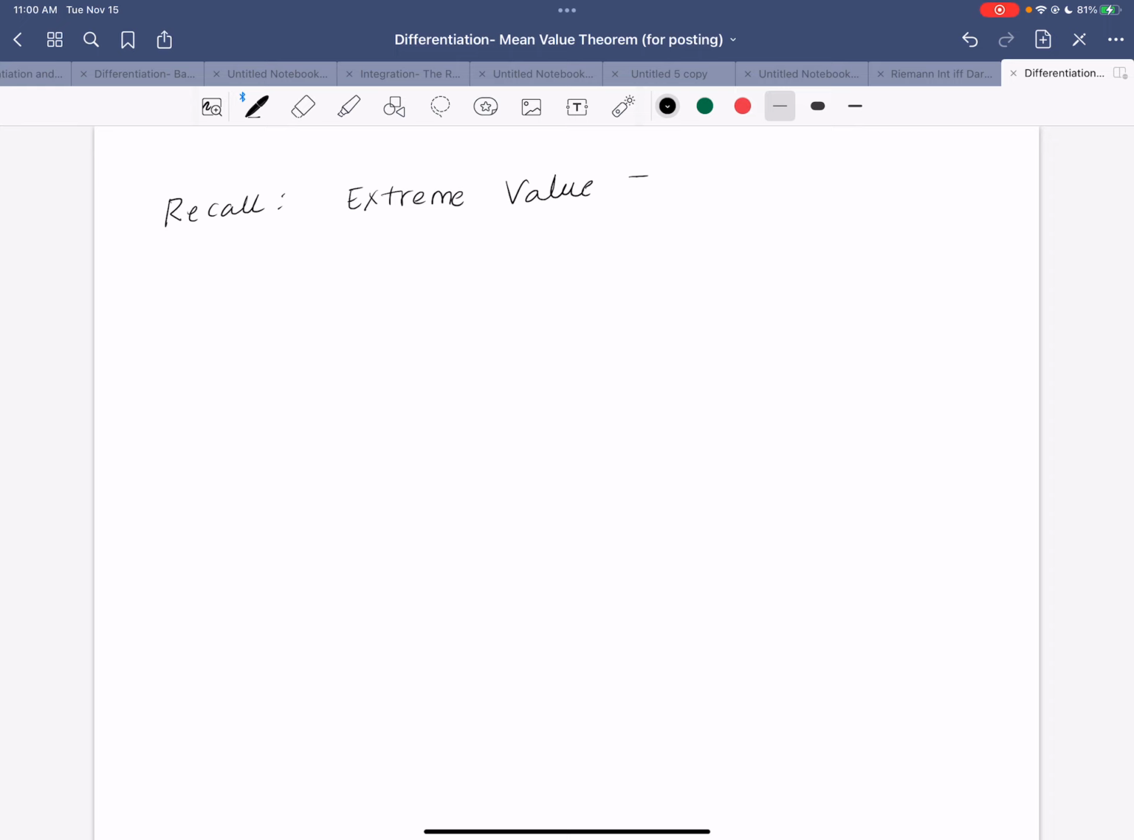I'll have a lecture where I review the extreme value theorem, the mean value theorem, the intermediate value theorem, all of these value theorems that are important in analysis. We'll bring them all together in one lecture and review them to compare and contrast them to each other. But recall the extreme value theorem.